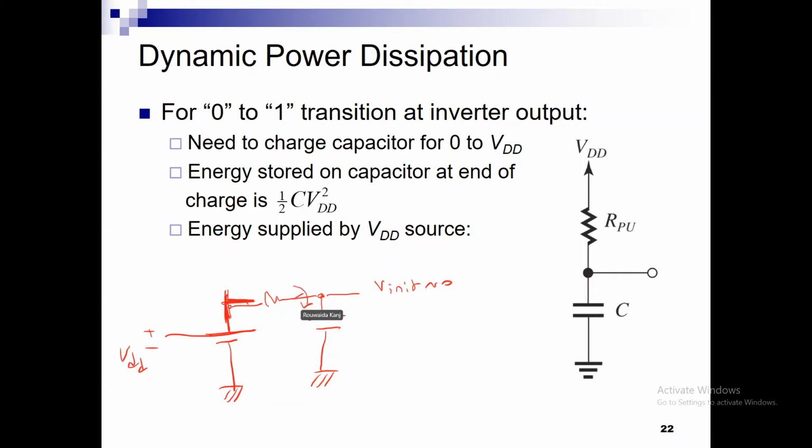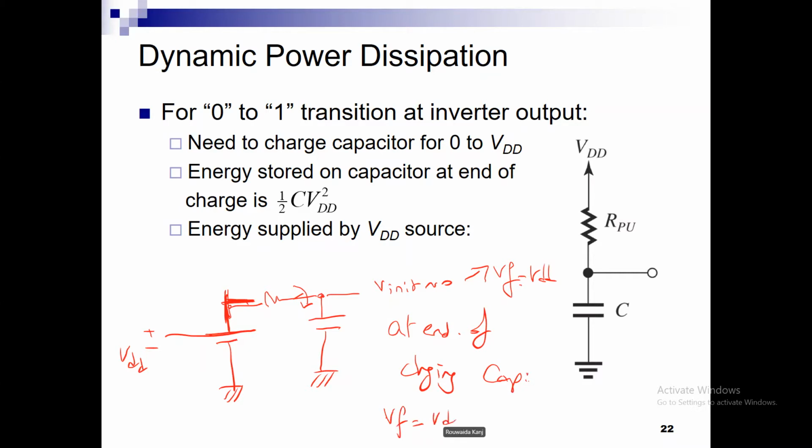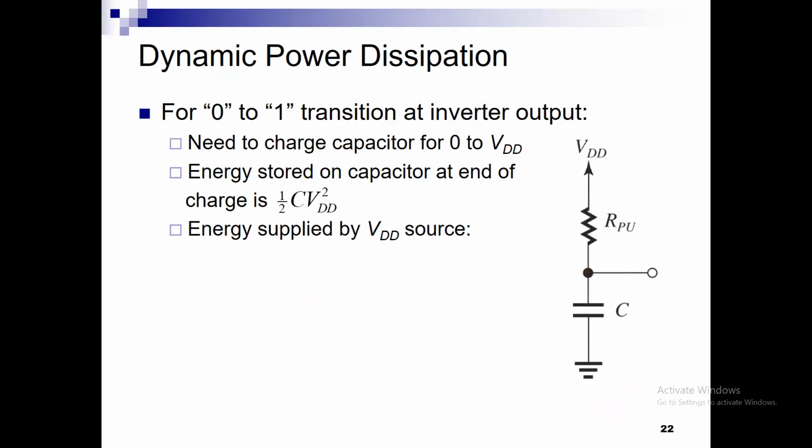It's as if the switch here closed, but there is no real switch, and it's going to charge to V final, which is VDD. So the charge at the end of charging, the capacitor will have V final equal VDD, and it will have a charge Q equal C times VDD. Once this node charges fully, I reached my steady state, the capacitor would have charged CVDD, and the V out will reach VDD.